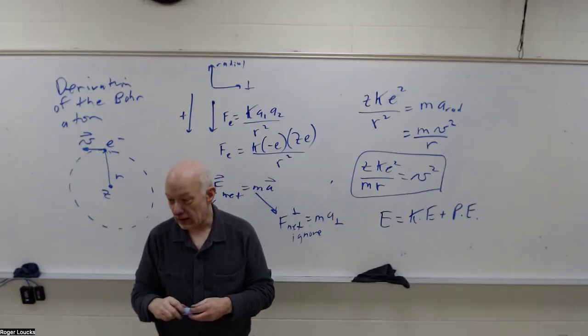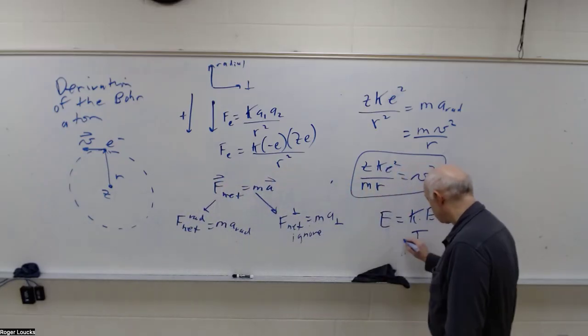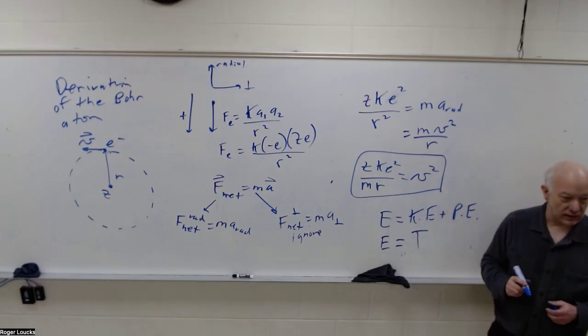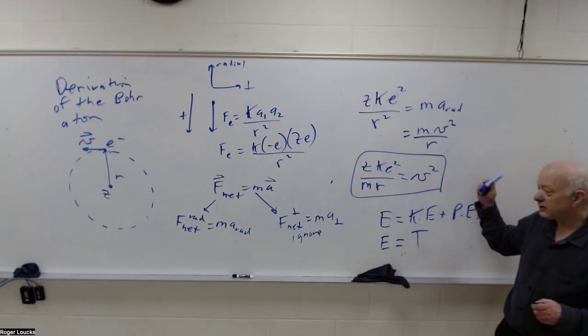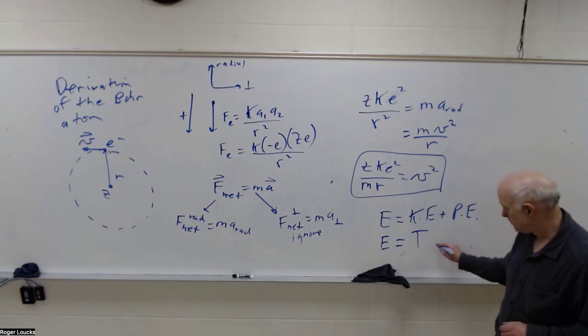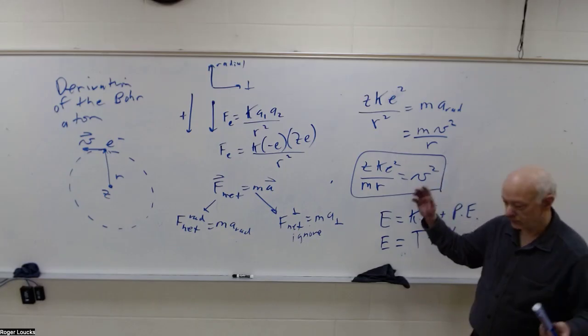Kinetic energy is no longer Ke, it's always capital T. For the rest of your life, capital T is kinetic energy. Potential energy is no longer U. It is always capital V. You're all grown up.